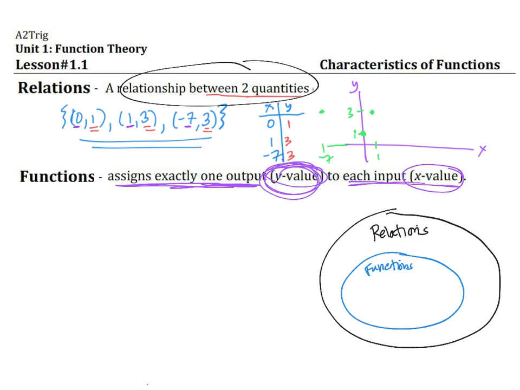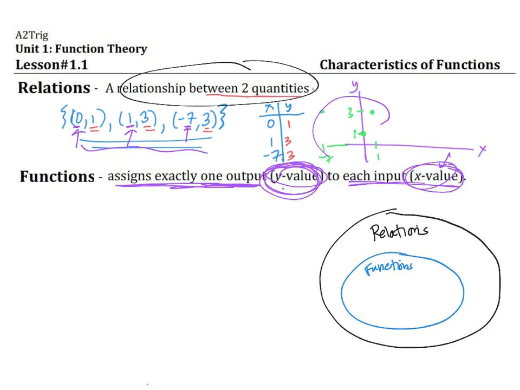If it assigns only one output value, that means I should not have my x value repeated. So does my x value repeat up here? And the answer is no. So actually this example from above, that set of ordered pairs, the table, or this graph, all three of those representations of the same three ordered pairs is more specifically a function, right? So we have exactly one y value for each x value. That means your x values cannot repeat themselves.